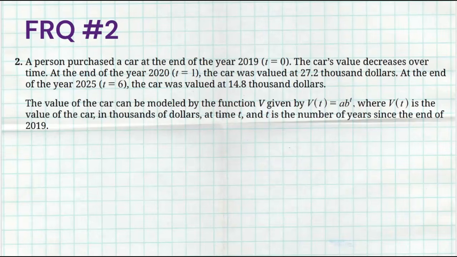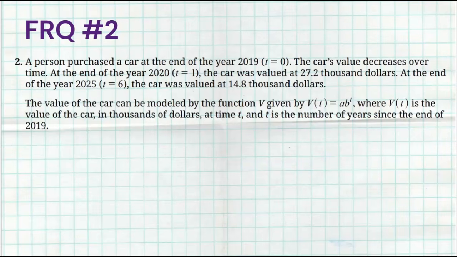So FRQ number 2 dealt with a person who purchased a car at the end of the year 2019, which is t equals 0. Like most cars, the car's value decreases over time. At the end of the year 2020, which was year 1, the car was valued at $27.2 thousand. At the end of the year 2025, which is t equals 6, the car was valued at $14.8 thousand. The value of the car can be modeled by the function V, which is an exponential function a times b raised to t, where V is the value of the car in thousands of dollars at time t, and t is the number of years since the end of 2019.